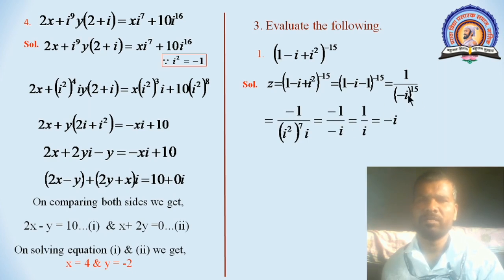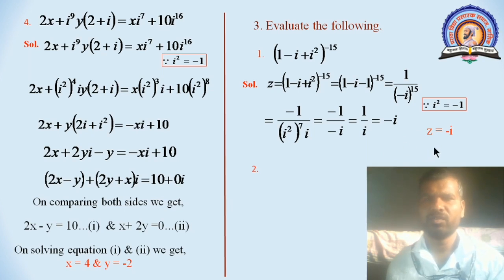So i raised to 15 can be written as (i square) raised to 7 into i. Again put the value of i square as minus 1. Minus 1 raised to an odd power is minus. This is minus i. Minus minus becomes plus. So 1 upon i, we know that 1 upon i is minus i. Therefore Z is equal to minus i.